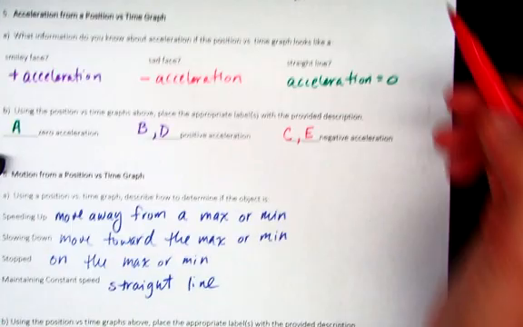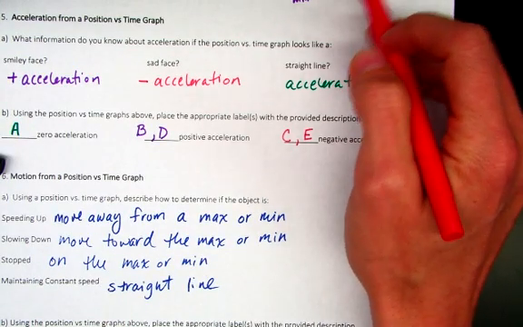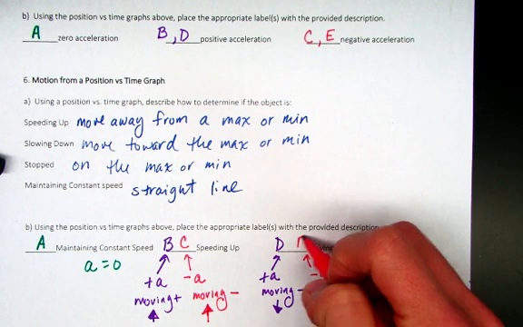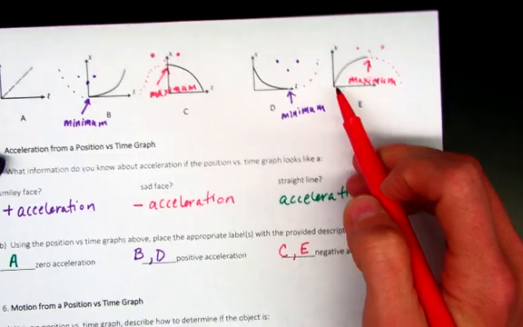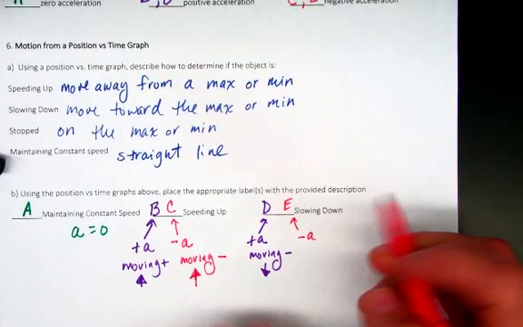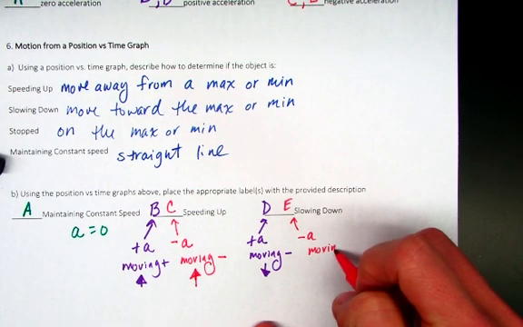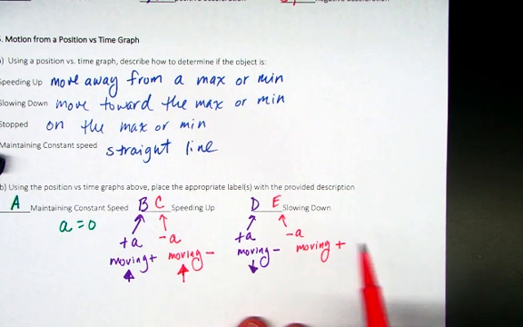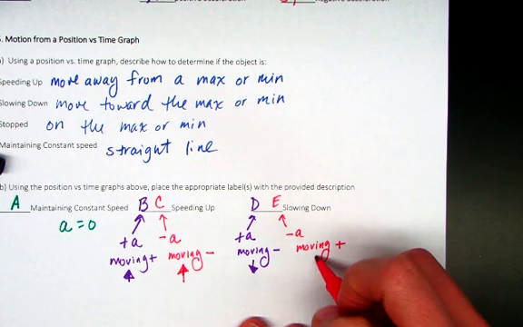And then here I have my sad face, so that's negative acceleration. So this is E. Negative acceleration, but I'm moving upwards, so my displacement is positive, so I'm moving in the positive direction. But if I have negative acceleration in the positive direction, I have to be slowing down.